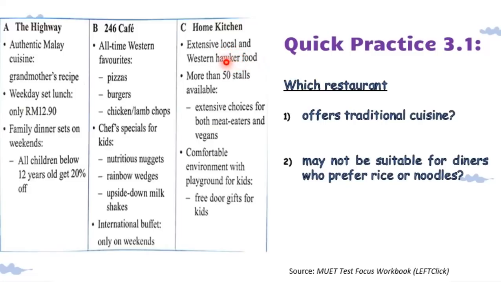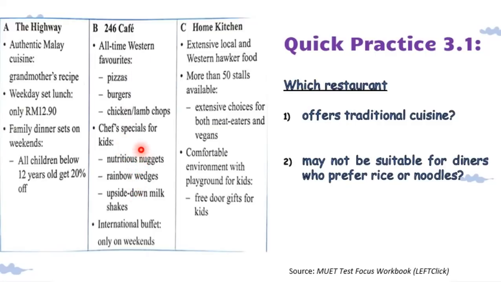But is there any more information to support that? More than 50 stalls available, extensive choices for both meat eaters and vegans, comfortable environment with playground for kids. So there's not much. In fact, there's no information which specifies traditional cuisine or traditional menu. What about 246 Cafe? All-time Western favorites. So if we go through the menus, they are all Western food. Are these traditional cuisines?